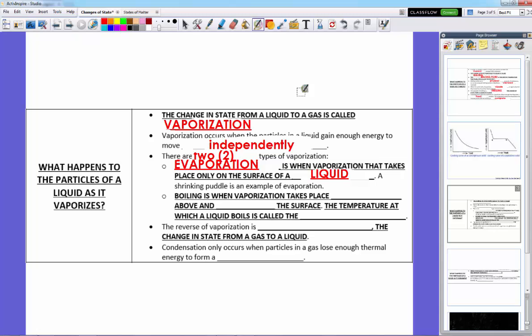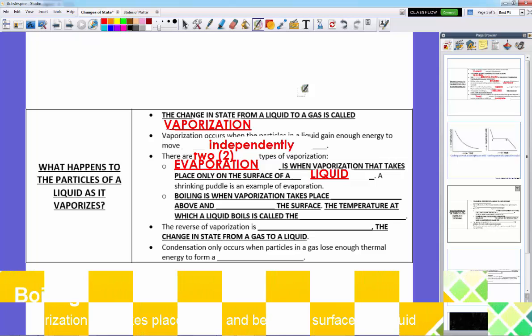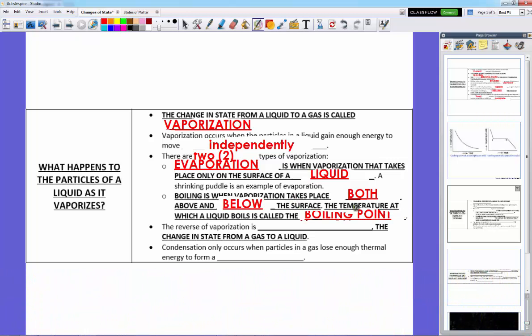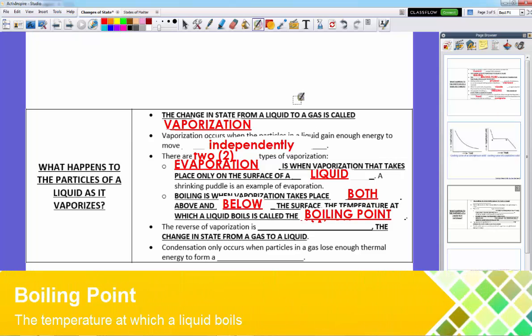Okay, the other type of vaporization is what we think of most when a liquid turns to a gas, and that's boiling. And boiling is when vaporization takes place both above and below the surface. It takes place all over the liquid. And the temperature at which a liquid boils is what we call the boiling point. And the boiling point is the temperature where the molecules start vibrating so much that they end up breaking away.